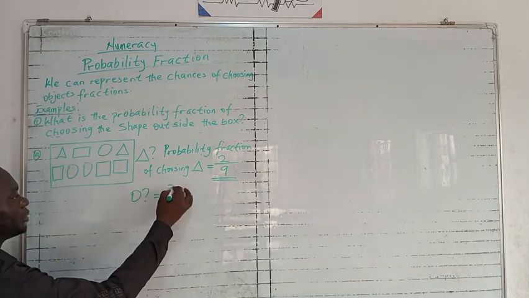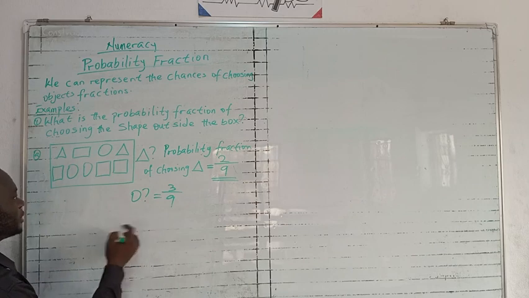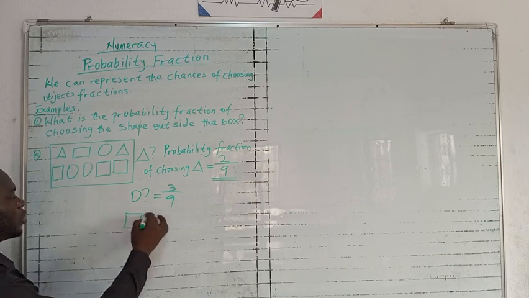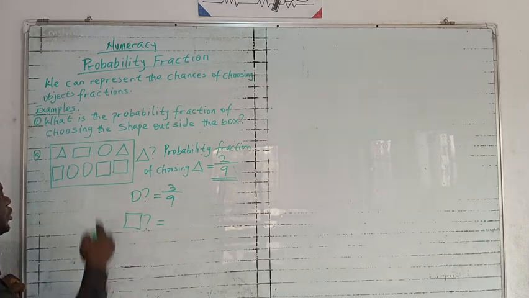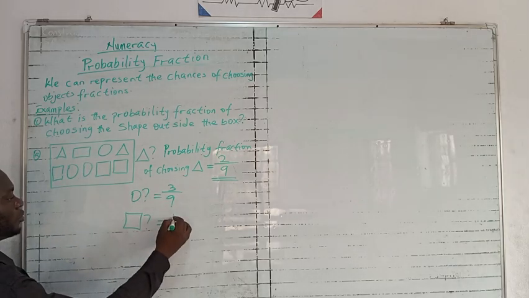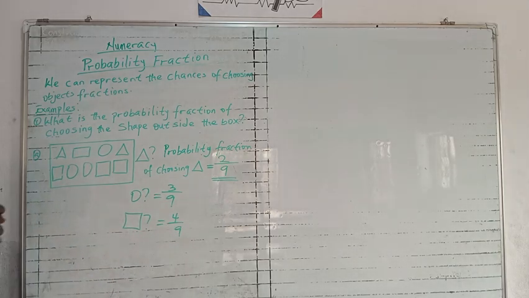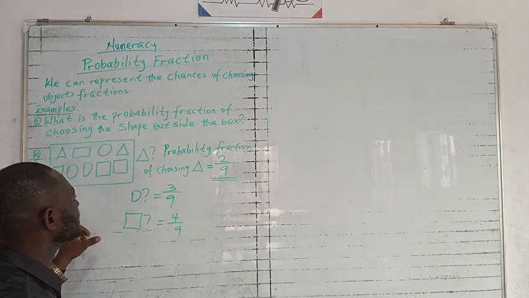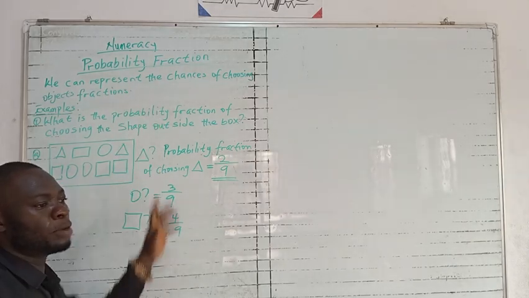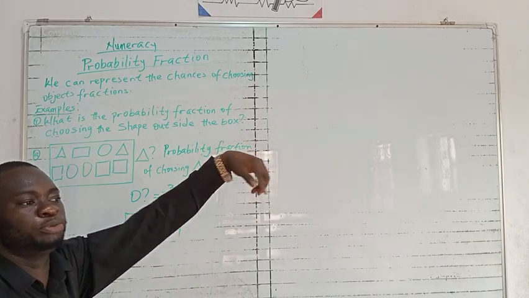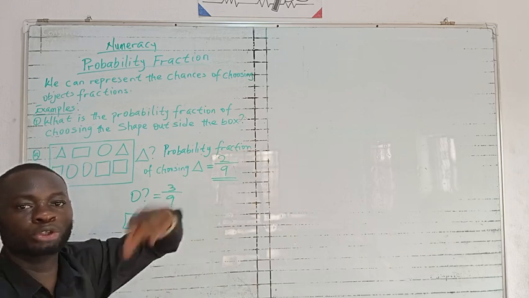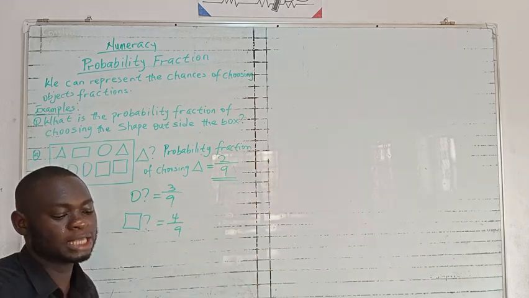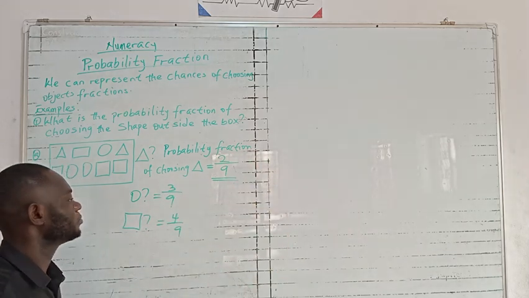1, 2, 3. 3 over 9. If I say of choosing a square, the probability fraction now becomes 1, 2, 3, 4. 4 over 9. I see how simple it is. It's very simple. So probability fraction simply means the number of the object to be chosen all over the total number of objects inside the box.